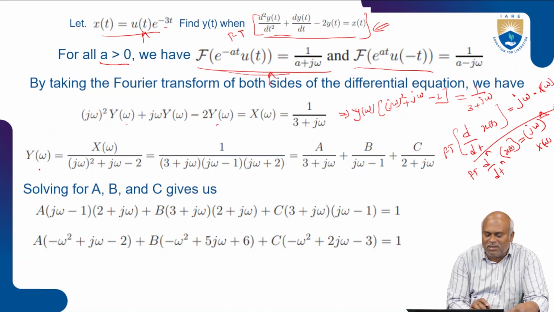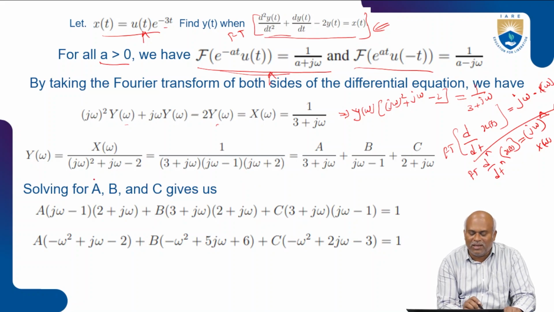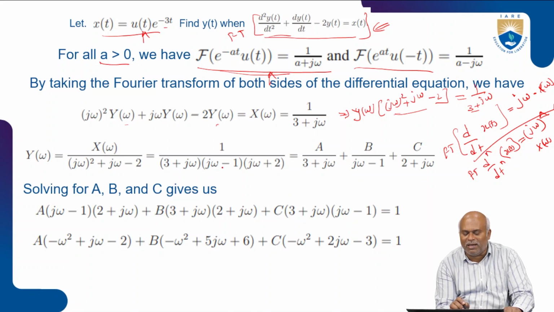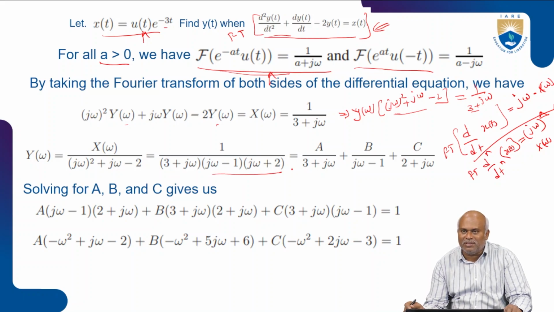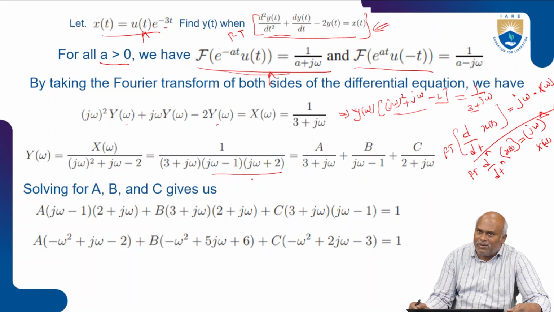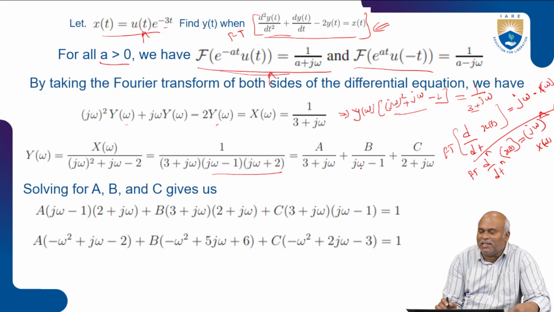Okay, so I just need Y of omega. Then I write it like this. That is the system case. Now this term goes here: 1 by 3 plus j omega, divided by (j omega) square plus j omega minus 2. I should write this term like this: (j omega minus 1)(j omega plus 2). So now I should apply partial fractions: A by 3 plus j omega plus B by j omega minus 1 plus C by 2 plus j omega, I write.